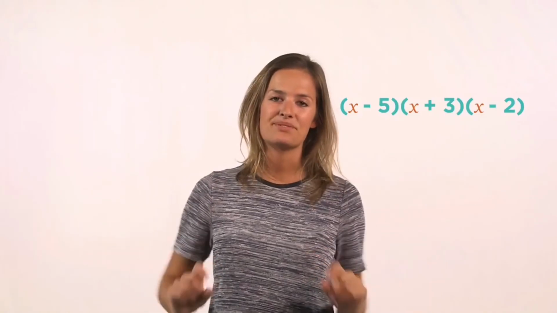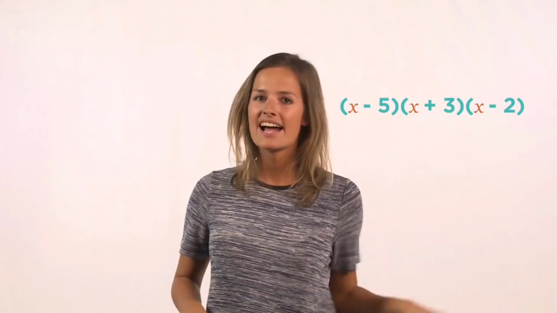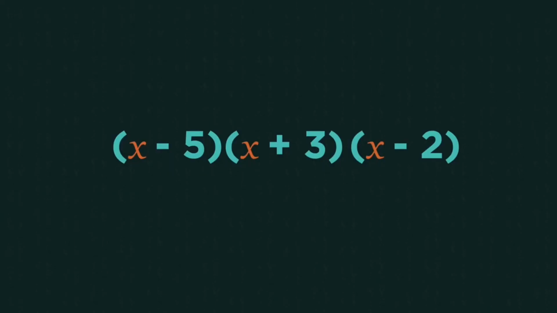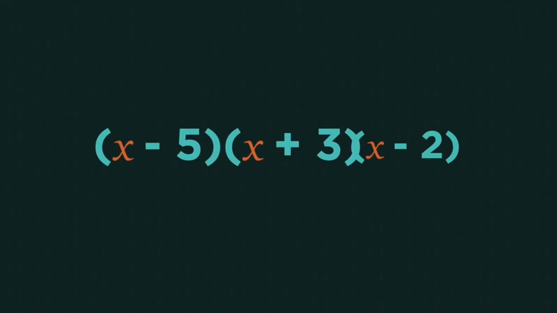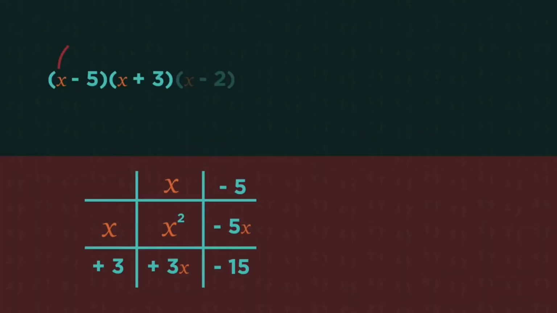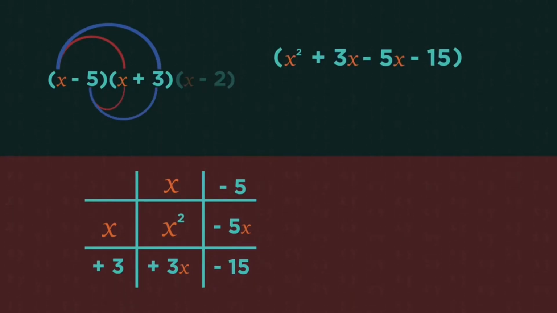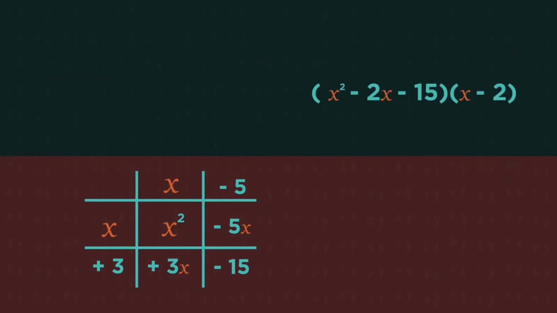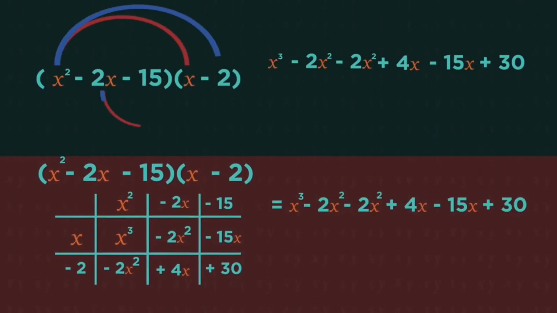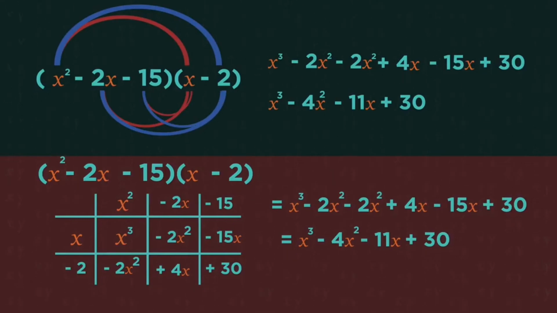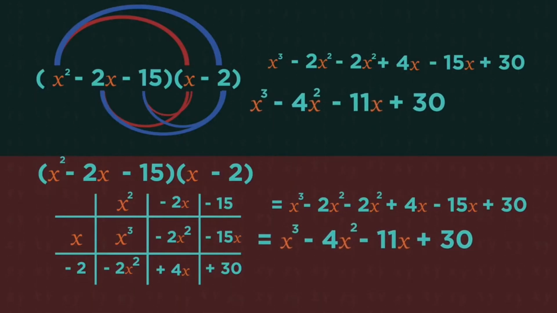So let's end with triple brackets. They follow the exact same process as double brackets. Start by expanding the first two brackets like you would normally. x squared plus 3x minus 5x minus 15. And simplify it. Now multiply this by the third bracket. Make sure you simplify to get the final answer.